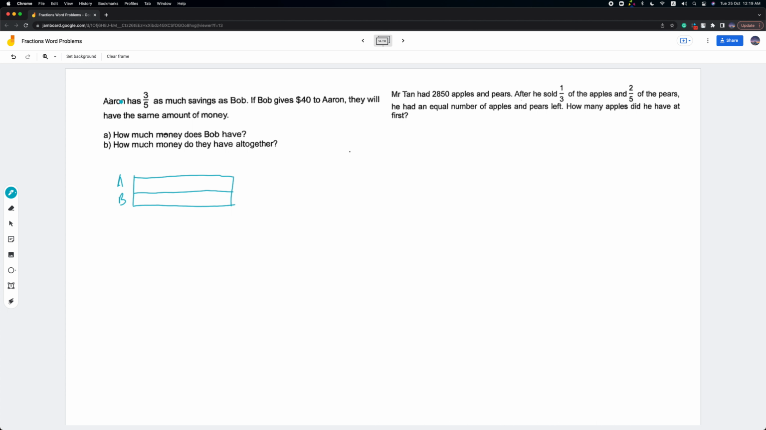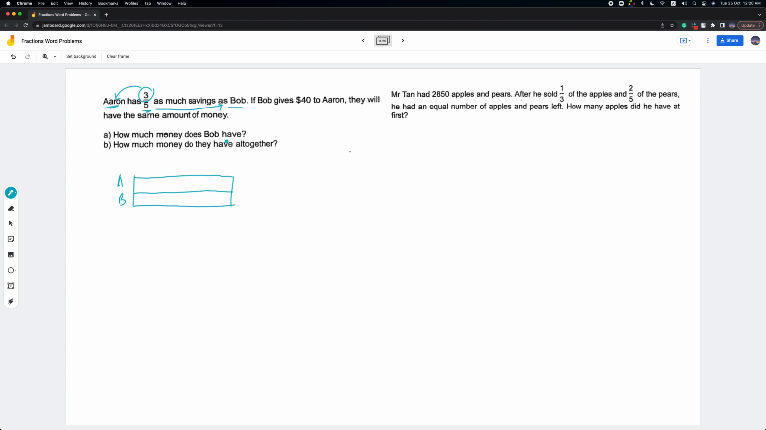Okay, so Aaron has 3/5 as much savings as Bob. If Bob gives $40 to Aaron, so now, there's one more important concept that we need to remember here. If we have 2 objects and a fraction in between, the numerator goes to the first object, denominator goes to the second. So you can draw this in both ways, whether you draw it in the beginning or the fraction first. Maybe I'll show you how to draw with the fraction first also later.